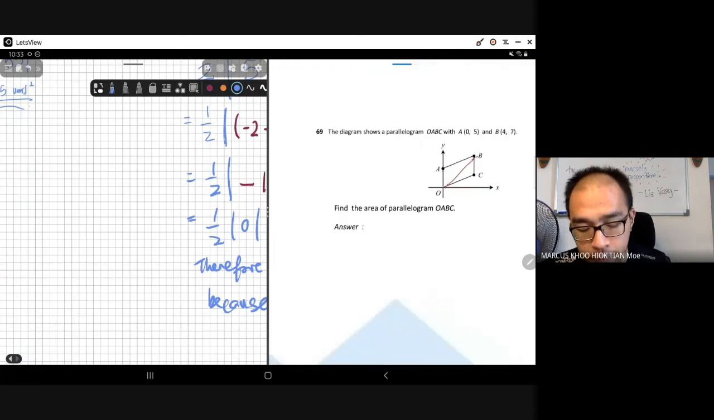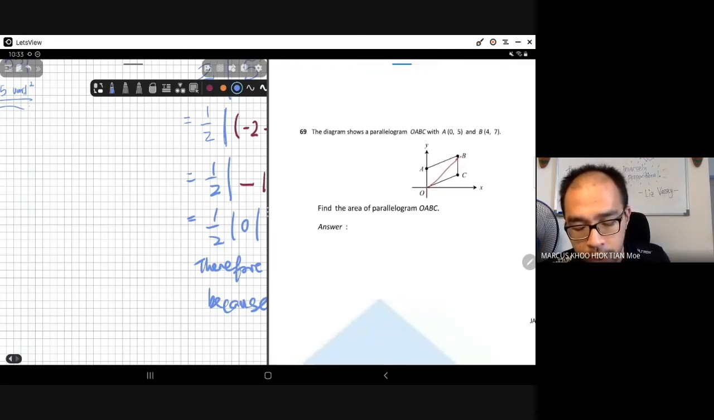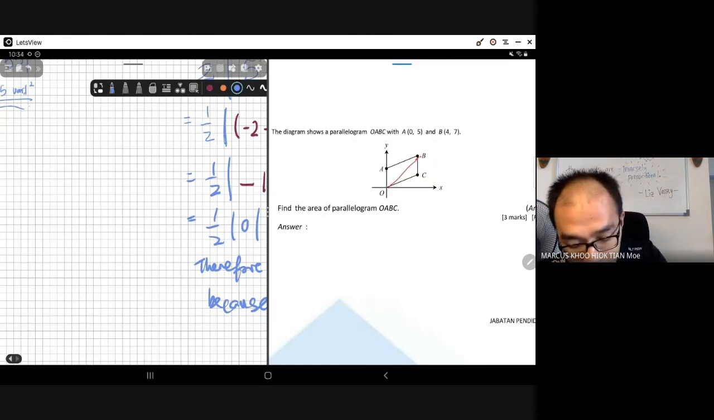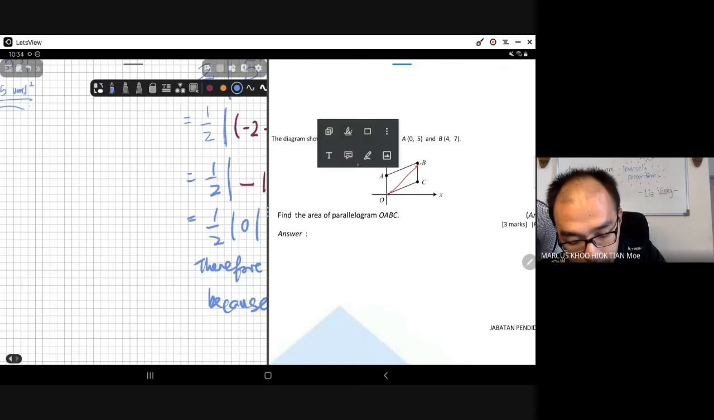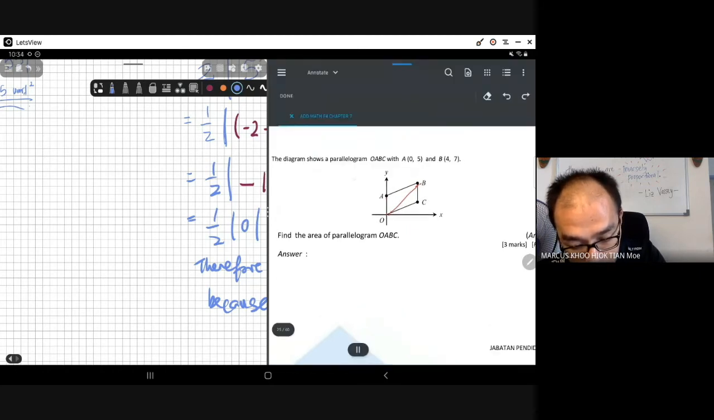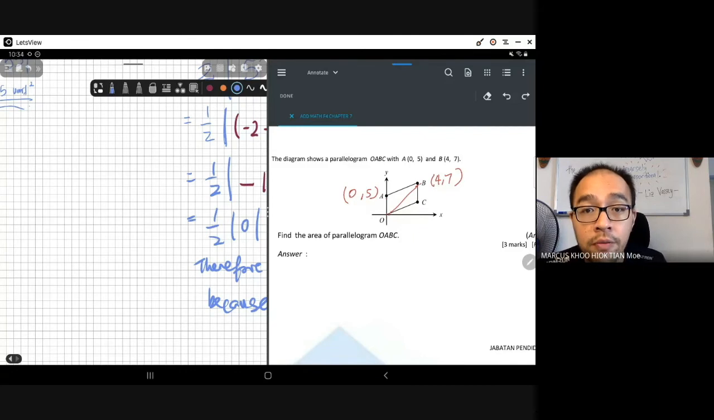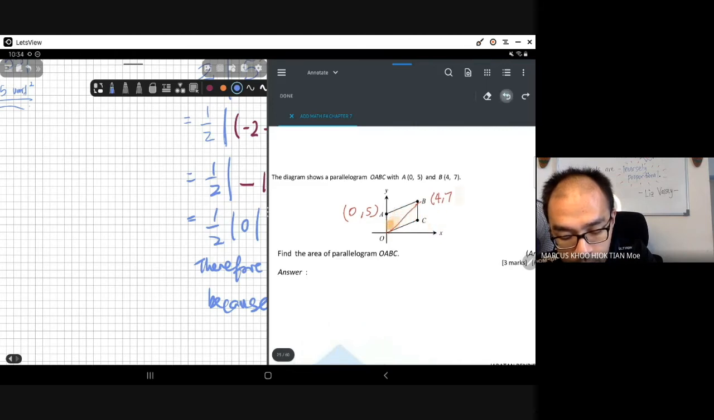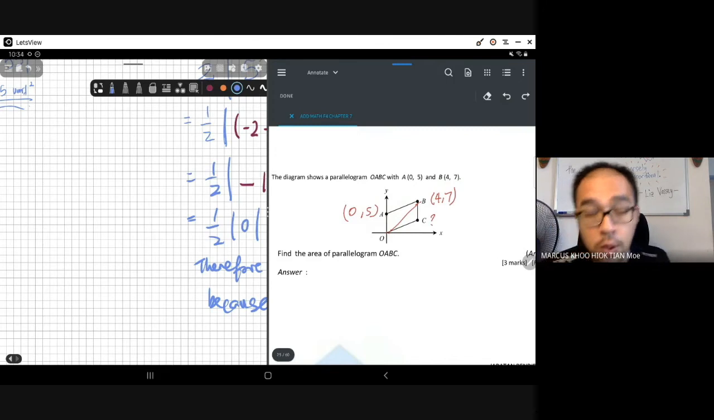Now, 69. The diagram shows a parallelogram OABC with A equals 0, 5, and B equals 4, 7. Now, find the area of the parallelogram OABC. That means I want to find this whole area. But I don't have coordinate C, I don't know what coordinate C is. So how do I do this?